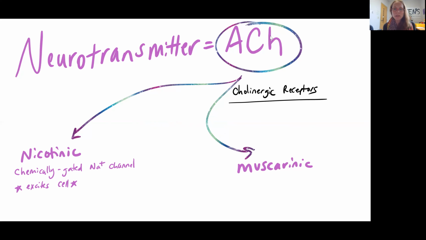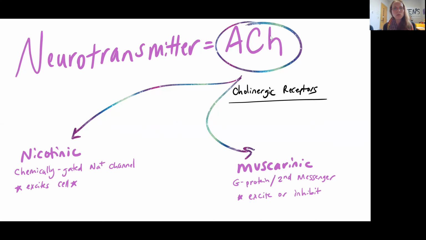Now, obviously, the parasympathetic division is not only exciting tissue. In some cases, we need to inhibit the tissue. And so that's where the muscarinic receptors will come into play. The muscarinic receptors use the G protein and second messenger system. So remember, this means acetylcholine will bind to a membrane receptor. This will activate a G protein.